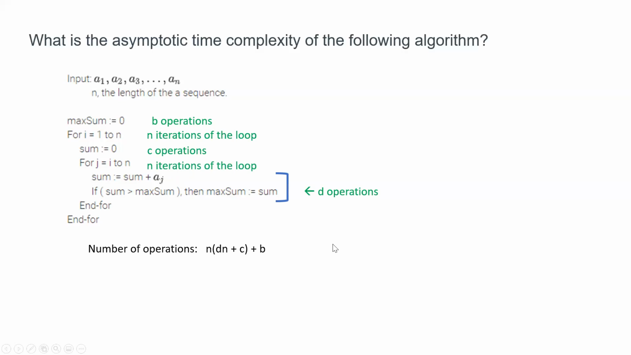Then the number of operations is going to be B plus n times what's inside the outer loop. What's inside the outer loop is the inner loop, which is D times n, plus the C.